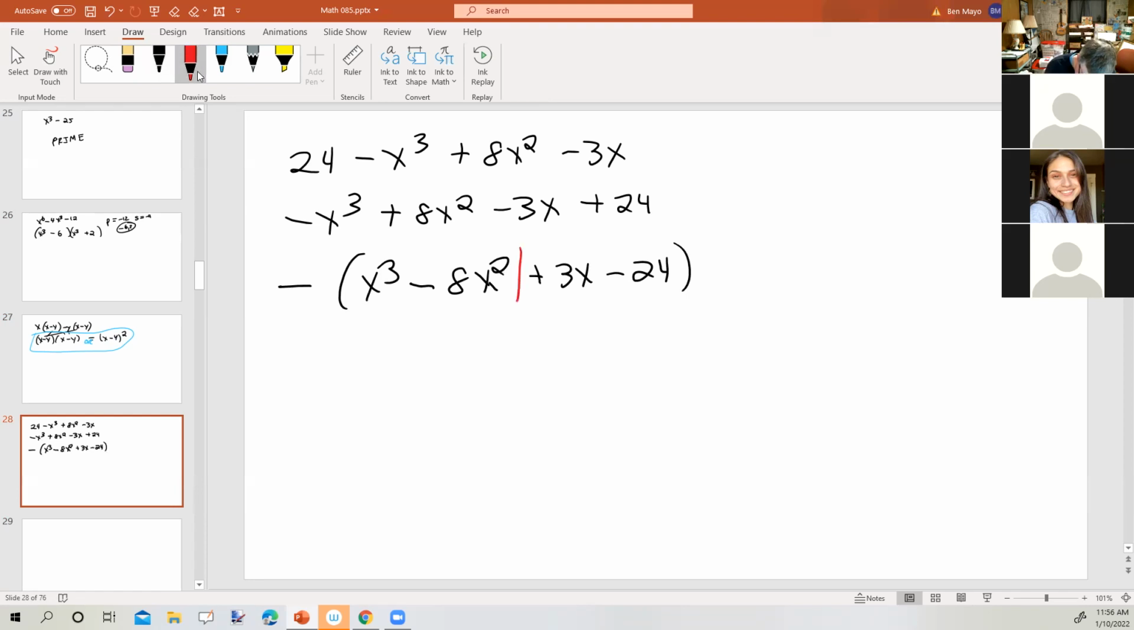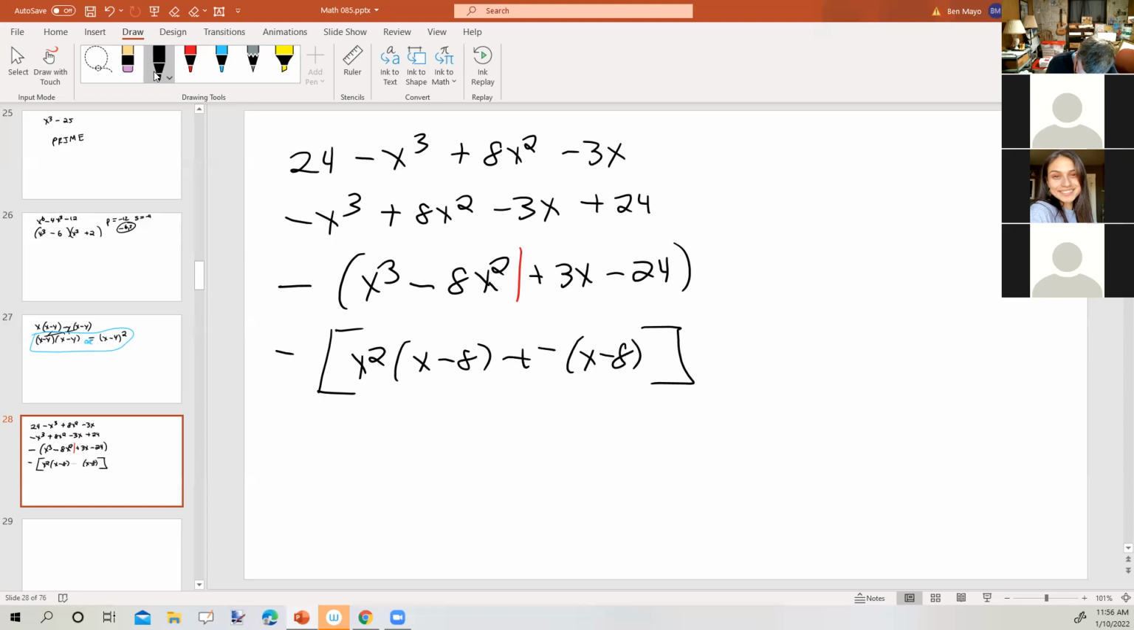Now I'm going to use grouping inside. So I've got this, which is going to be, let's see, the greatest common factor of the first two terms is x squared, and I've got an x minus 8 there, an x minus 8 there, and a plus 3. So negative the quantity x minus 8 times x squared plus 3. Okay. Any questions there?